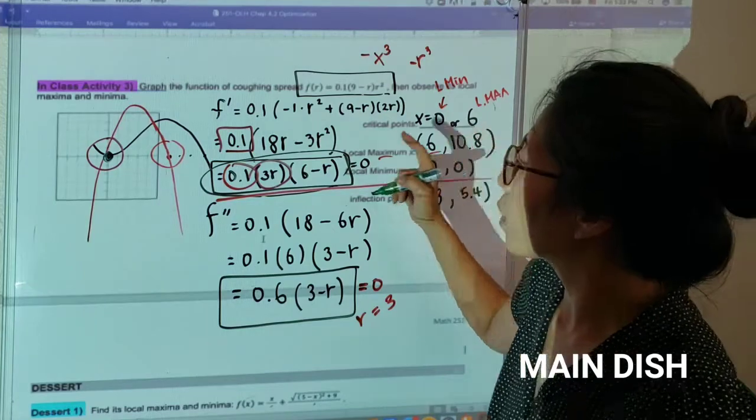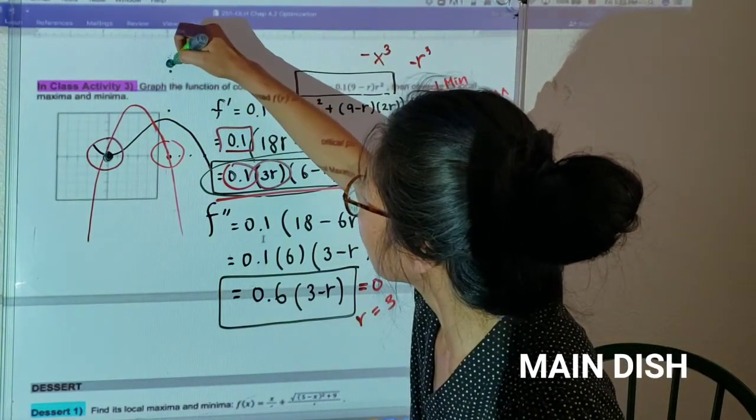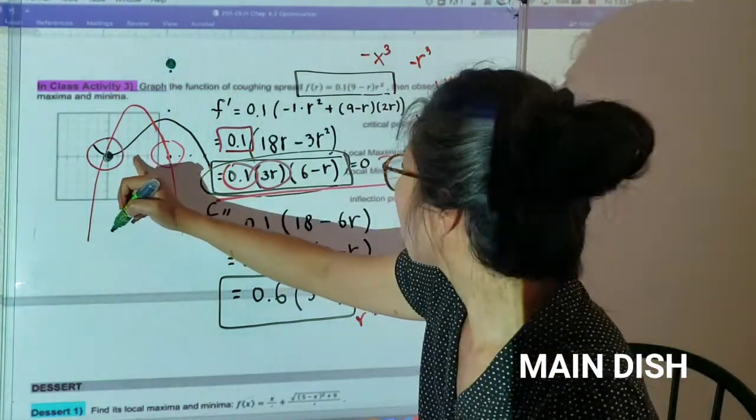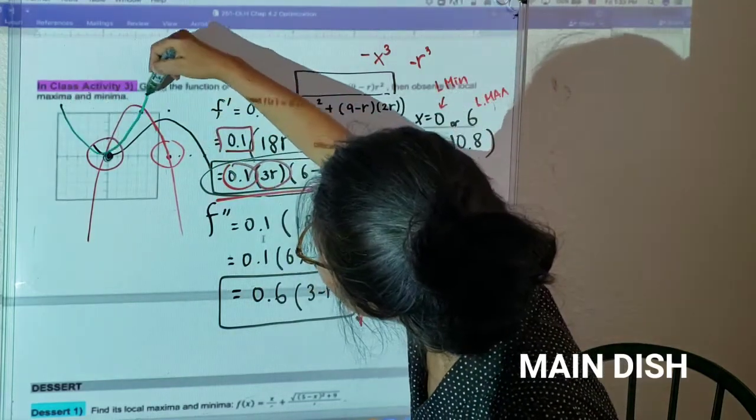So if I have a rough graph, now I can graph mine exactly how it looks. 6, 10.6, 10.8. That's my local maximum. The inflection point is going to happen at 3, 5.4. So I can graph mine now even better.